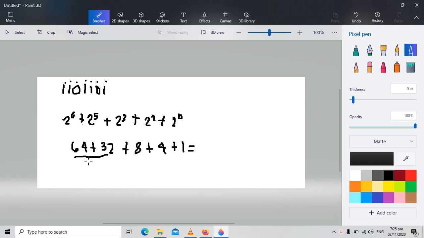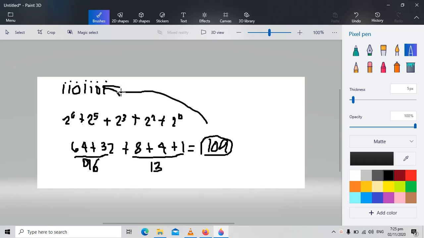64 plus 32 is equal to 96. 8 plus 4 plus 1 equals 13. So that's going to give us a decimal number of 109. So 109 is the decimal number of the binary number right here at the top. So let's try another one.